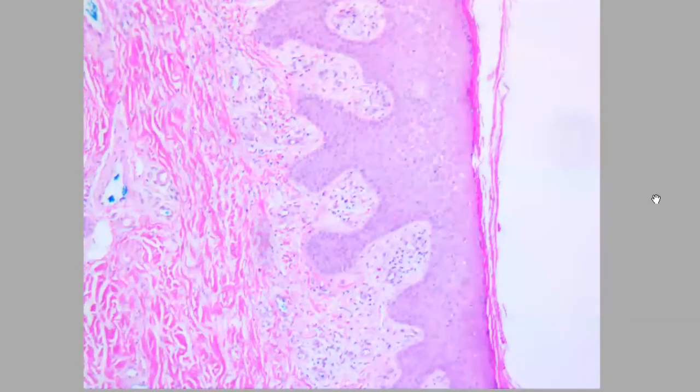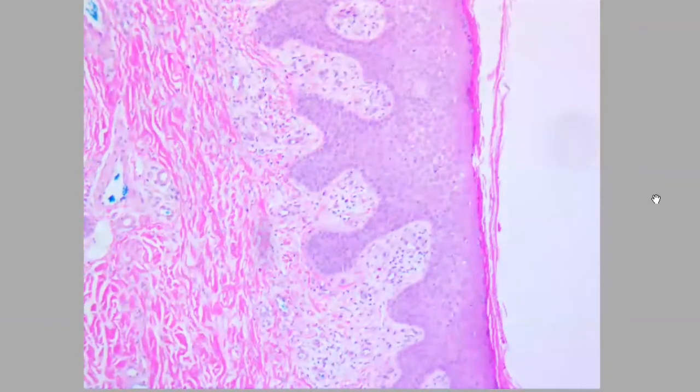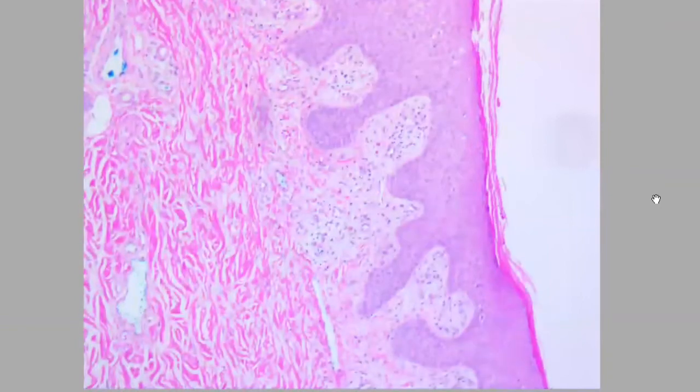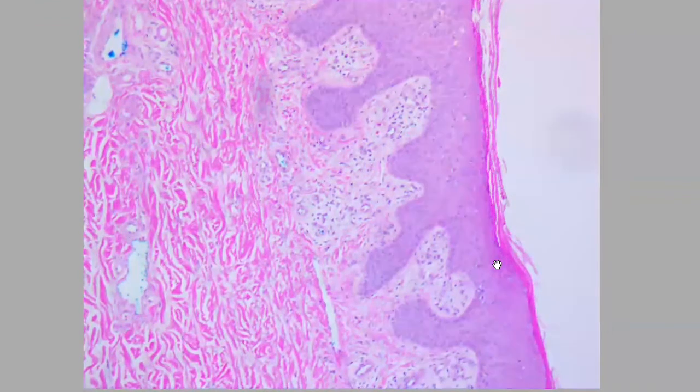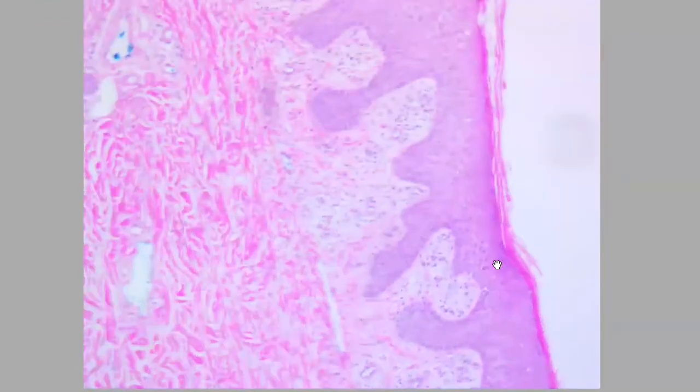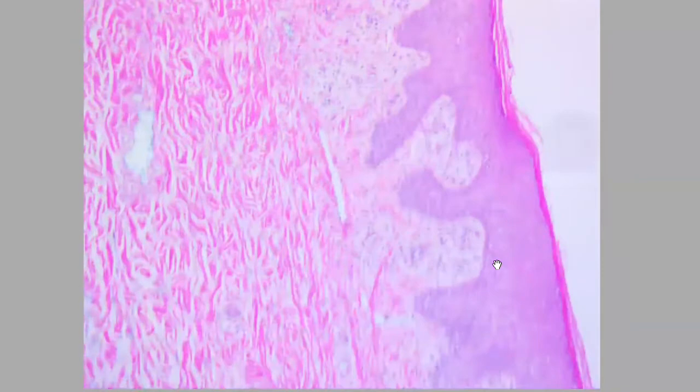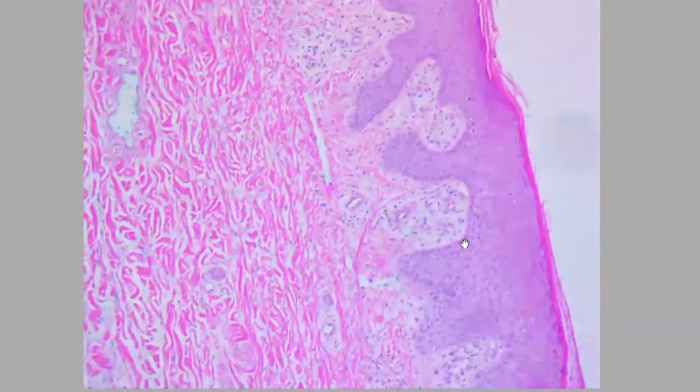So this is the 10x, and now we can appreciate more what we mentioned at lower power with this thinning and with the acanthotic epidermis and the proliferation of this epidermis. From the low power, I will start from deep to superficial. So we have here, this is the dermis, and this is our epidermis, and this is the reticular dermis.